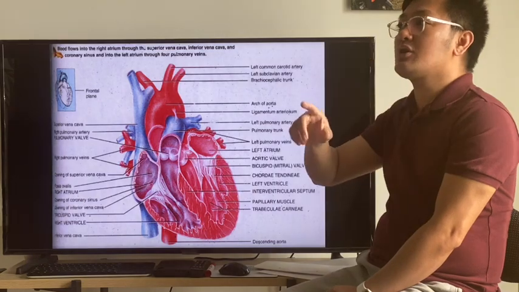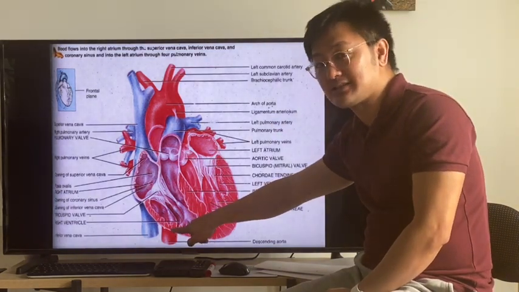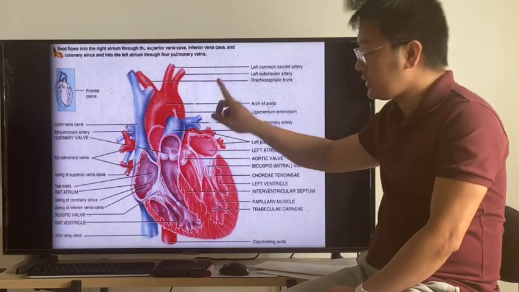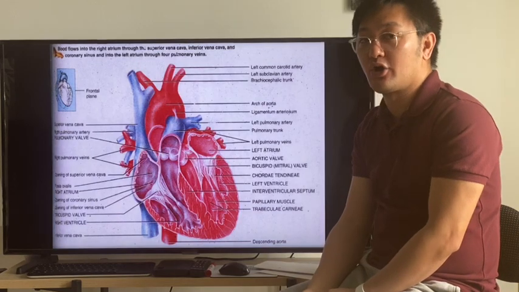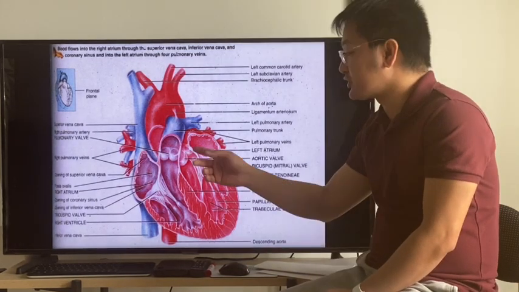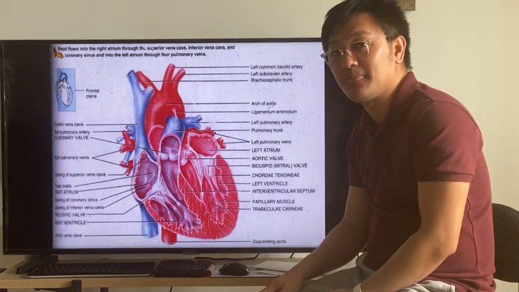Now, what do you call that condition when the right ventricle increases its size because of a pulmonary problem? You call that condition cor pulmonale. So to treat cor pulmonale is to treat the pulmonary problem, okay?